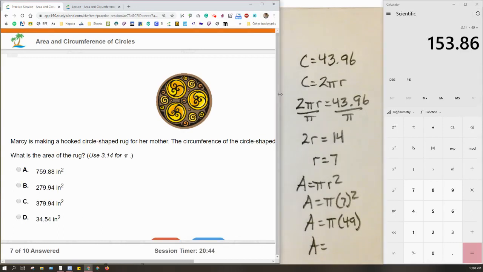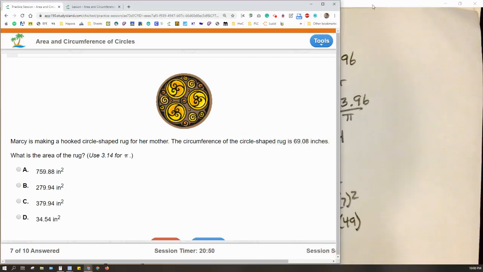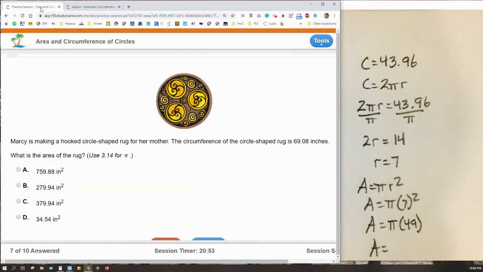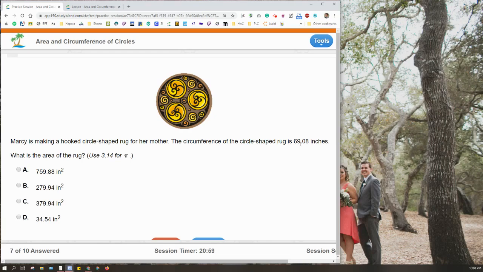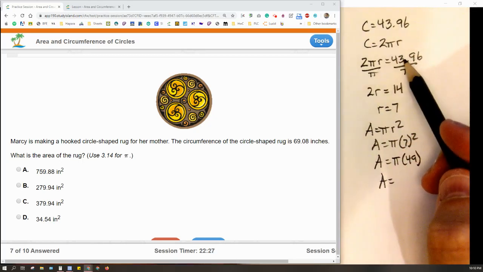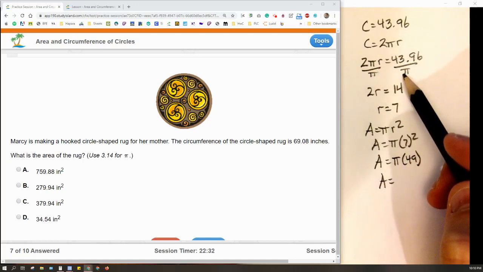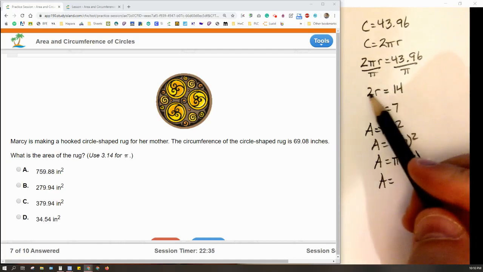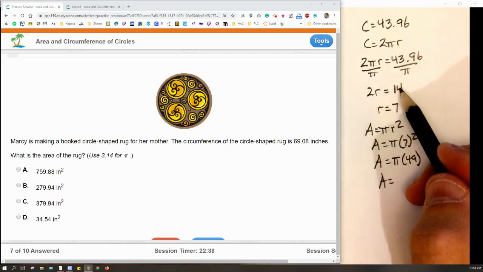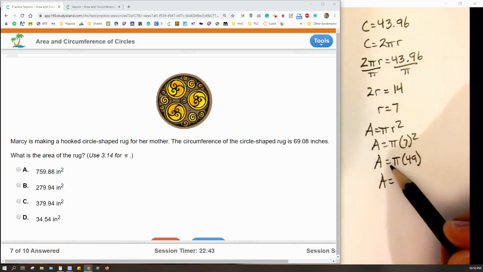We took the circumference. The circumference there is 69.08. And the last one, it was 43.96. What did we do? We said that 2 pi r is equal to 69.08. Sorry about that, little glitch in the matrix there. So we took the circumference, and we said the circumference that they tell us has to be equal to 2 times pi times r. What did we do first? We divided both sides by pi to get, what's the diameter? 2 times the radius is the diameter, right? Then we divided that number by 2 to get the radius. Then we said the radius squared times pi is the area, and we got our answer.